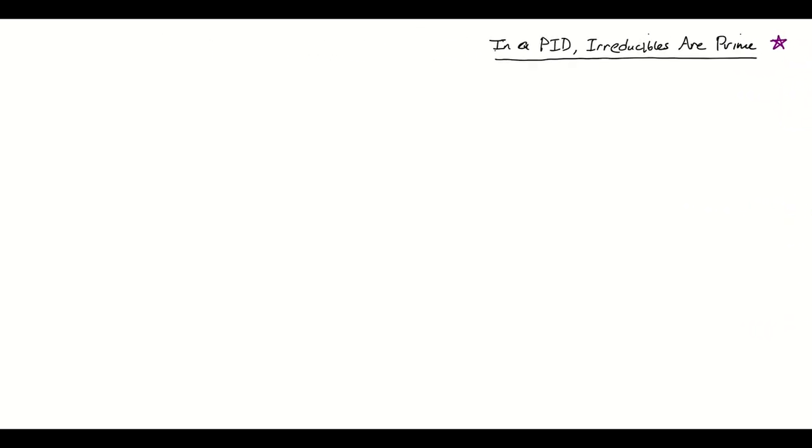All right, so here's our proof. And our proof is going to use a little bit different machinery, but that's because we need to in order to account for all of the things that could happen with a principal ideal domain. All right, so let's assume D is a principal ideal domain.